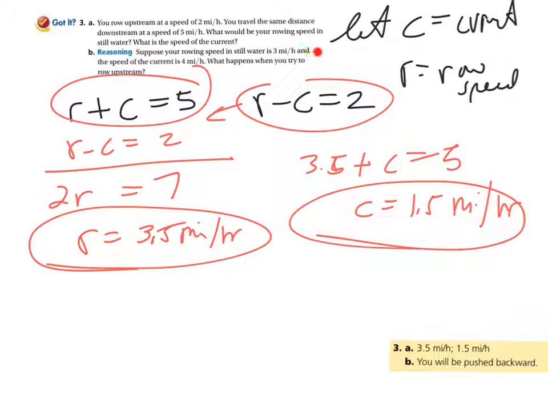Part B, this is kind of fun. Suppose instead you row at 3 miles per hour, and you have a faster current, 4 miles per hour. What happens when you row upstream? Well, you don't. You don't go upstream. You're going to have to row faster or wait till the current slows down or something like that. Otherwise, you're just going to be rowing and going backwards because it's pushing harder than you row. So there you go.